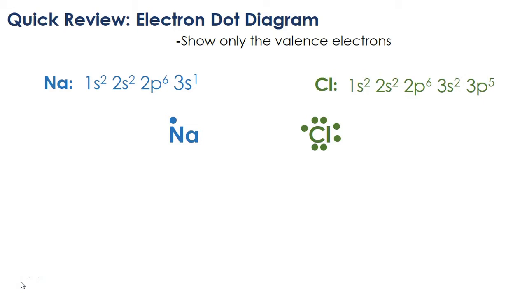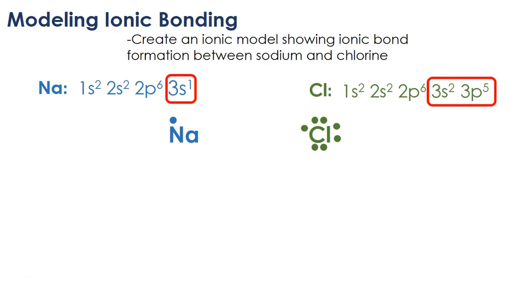We know electron dot diagrams show only the valence electrons for each element. So sodium has only one valence electron, so it's going to have one dot around its symbol. Chlorine, on the other hand, has 7 valence electrons, so it's going to have 7 dots around its element. So we know we can draw our electron configuration in order to model our ionic bonding.